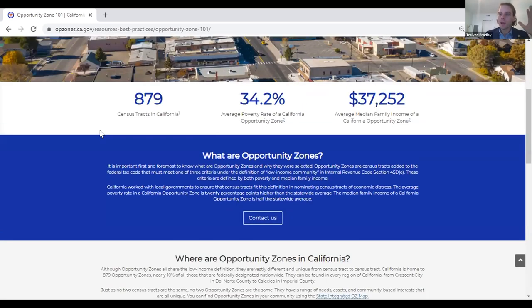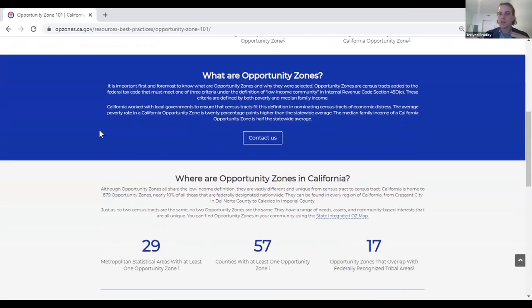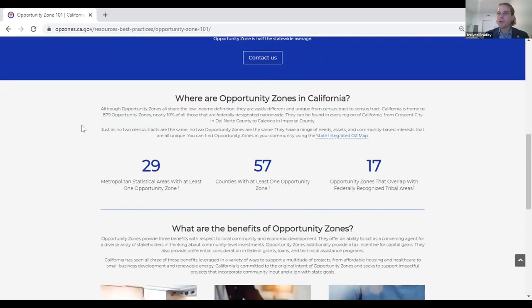So we really took people through what opportunity zones are. These are low income communities, areas of need and economic distress. These are places where there has not been as much private or public investment in the past. And then of course, we wanted to show folks where opportunity zones are in California.